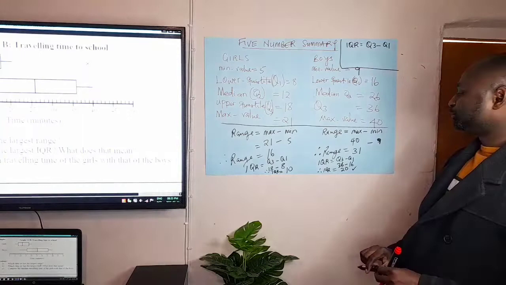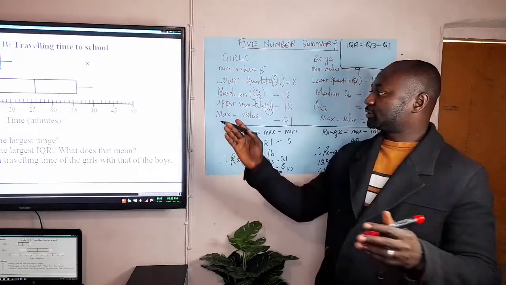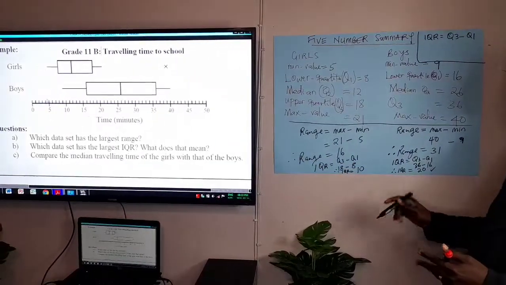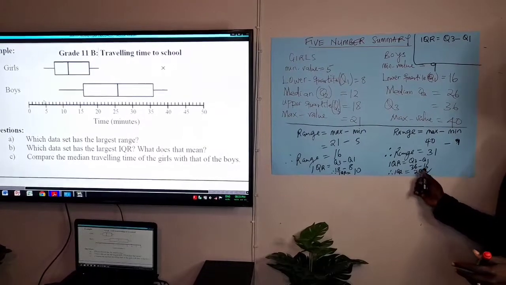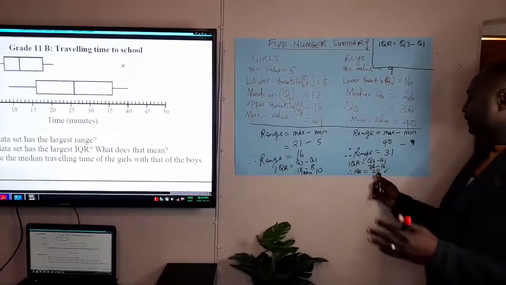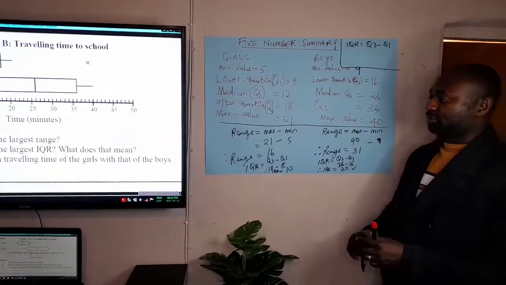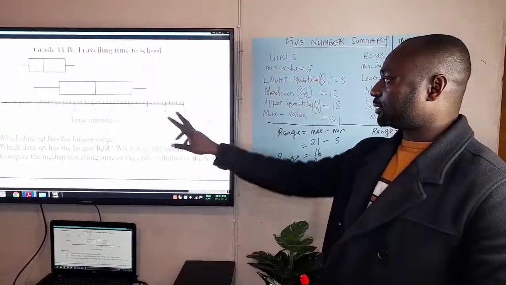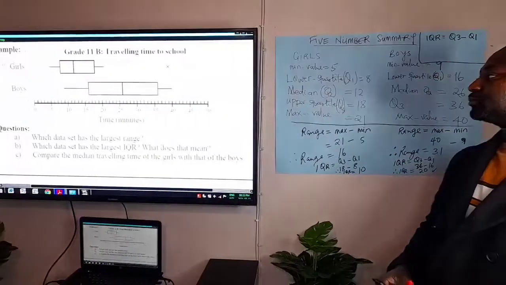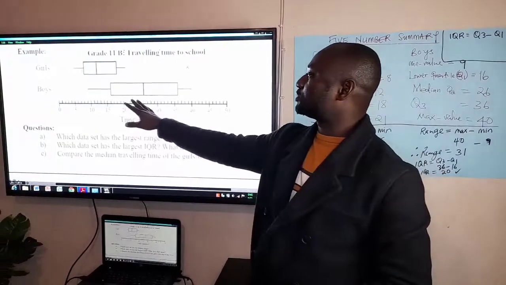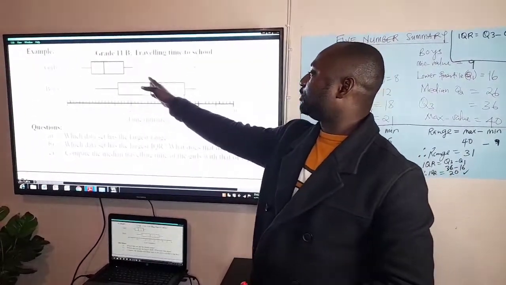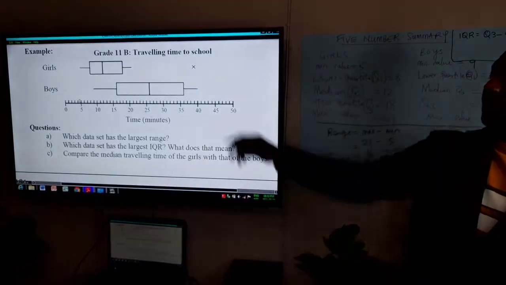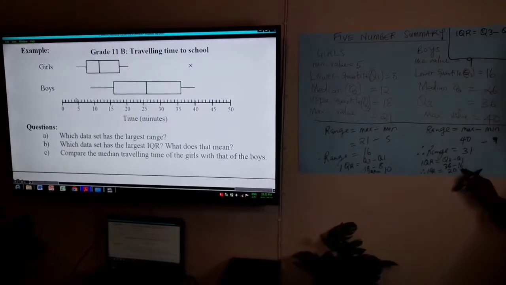And what does that mean? It means that 50% of the data is more spread out on the boys' side than the girls' side. And you can see from the graph how it is looking. From the box, if you look at even the median, you can see this is more spread out than that one of the girls. So that is what it means there.